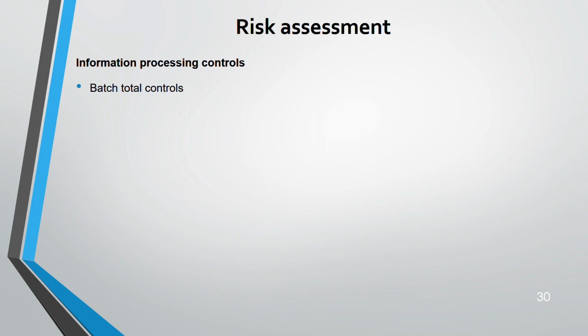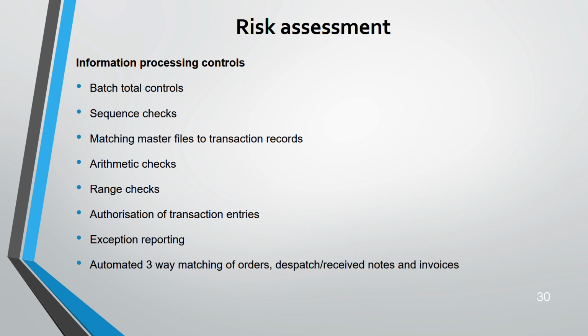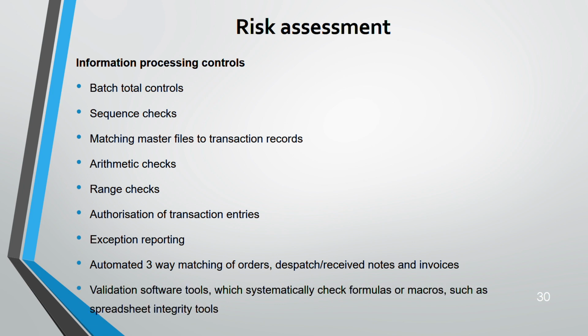Now, information processing controls. This control applies when information is being processed, during the time when you are entering information into the system. You can have a batch total control, sequence check, matching master file with the transaction record, arithmetic check, and range check, so that something falls within that range. If anything is outside that range, the system will not accept it. Authorization of transaction entities, exception reporting, automated three-way matching. You match your order with the dispatch note and the invoices. And software tools which automatically validate and check the formulas and macros.